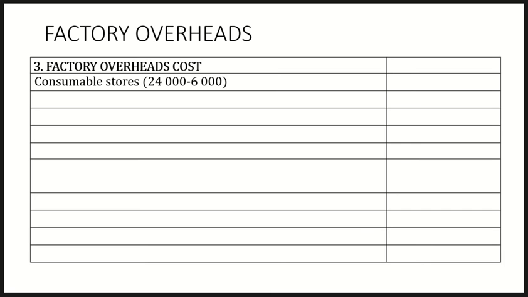You need to check the balances at the end of the year. Yes, we have it for consumables, 6,000. That's the one that we need to subtract. That's why I'm subtracting it here. And 24,000 minus 6,000 gives you 18,000.